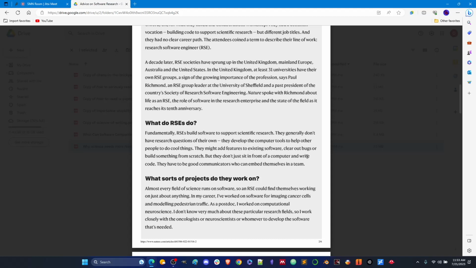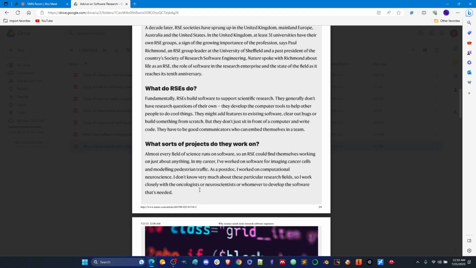But they don't just sit in front of a computer and write code. They have to be good communicators who can embed themselves in a team. This is something we teach here, and these are all skills you would use in this area. What sorts of projects do they work on? Any field of science runs on software, and the idea is to build software to get at scientific problems.